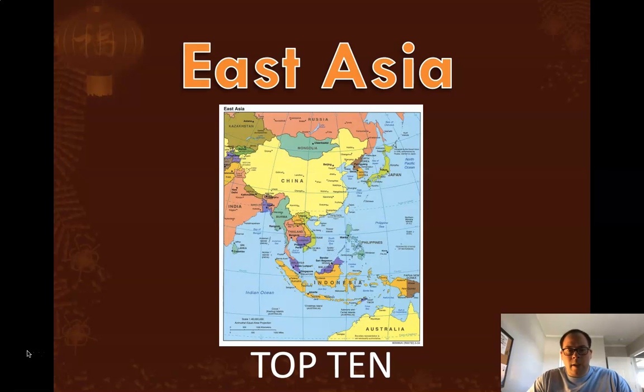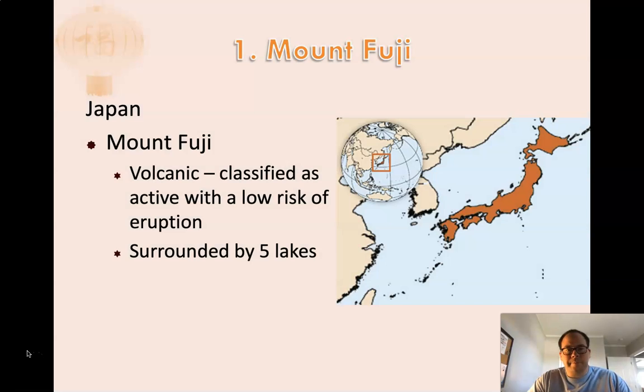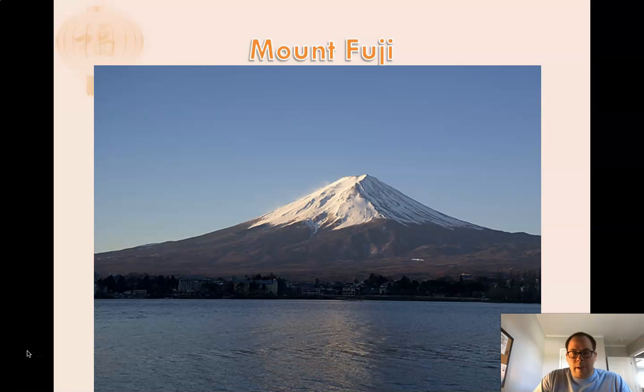We're looking at East Asia, and then we're going to have a second PowerPoint over Southeast Asia, Oceania, and Antarctica today. So in East Asia, we're looking at Japan and China. In Japan, Mount Fuji is a volcano classified as active with a low risk of eruption, and it's surrounded by 5 lakes. Here's a nice picture of Mount Fuji.